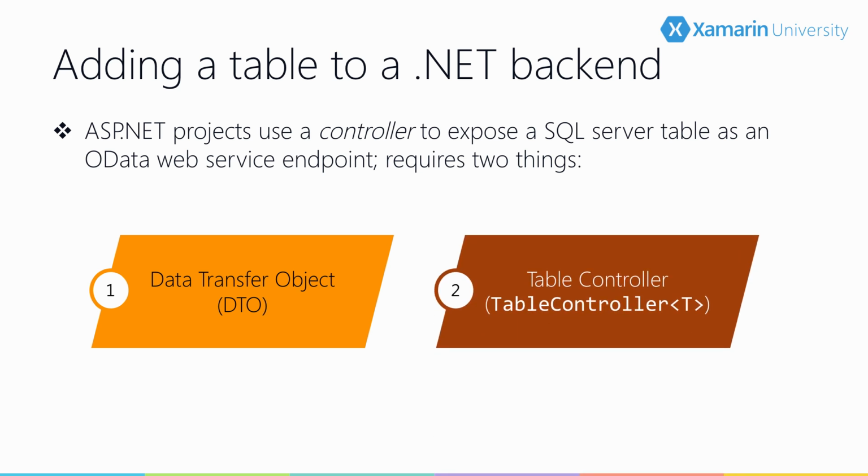Second, we have a table controller object for every exposed table and endpoint. This is a class which derives from the built-in TableController of type T class. This base class implements all the database methods and HTTP requirements. You just supply the shape of the data in the form of a DTO. This might sound like you have a bit of work to do to expose a table, but it turns out that it's not that much code, and the Visual Studio template creates both of these for a to-do implementation, which you can then just replace with your own data objects.